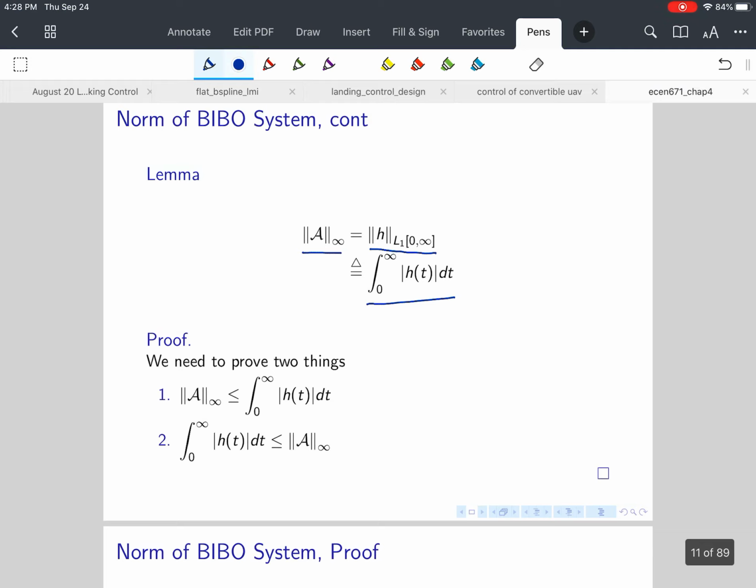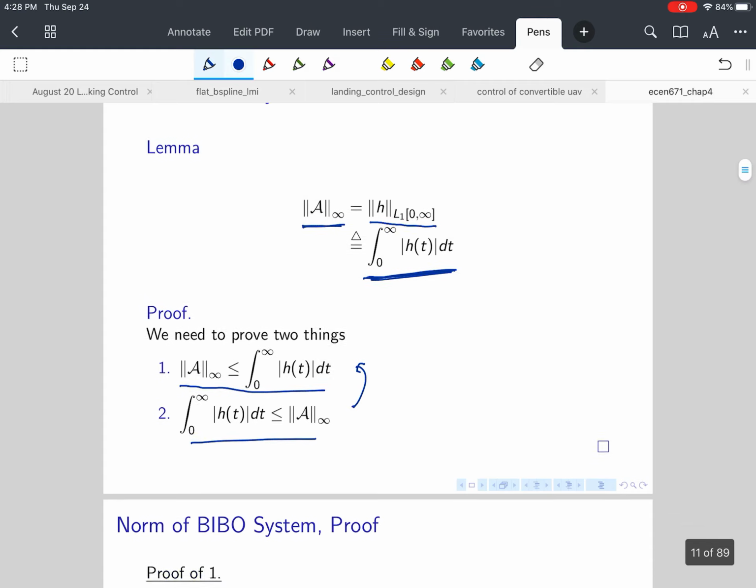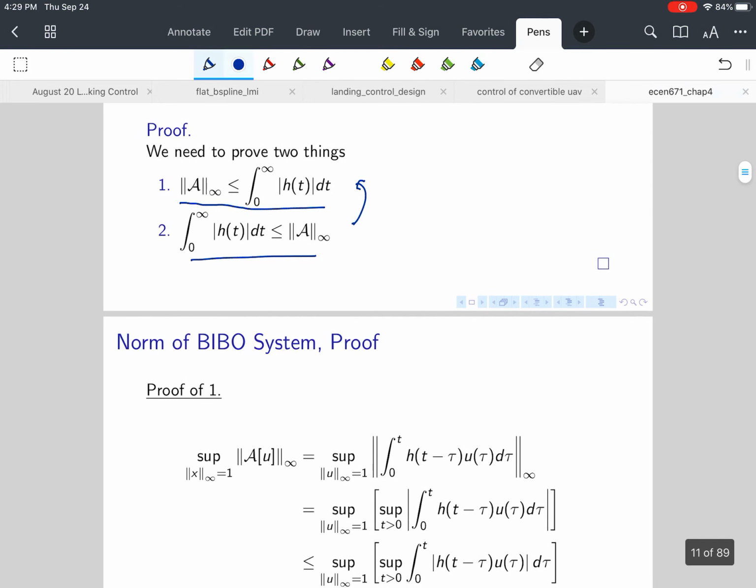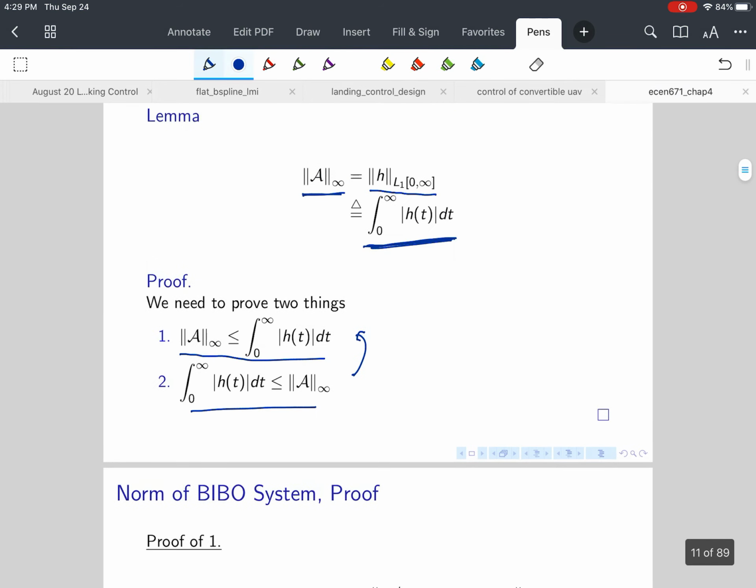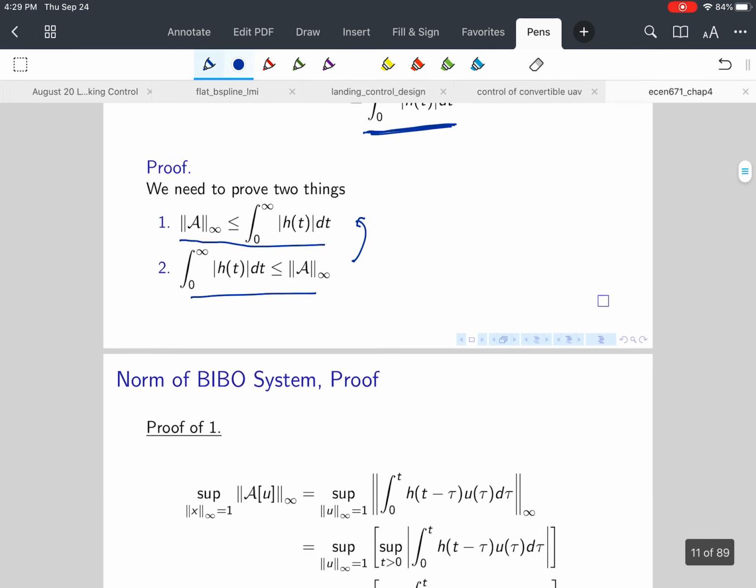To prove that the infinity norm is in fact equal to the integral of the absolute value of the impulse response, we're going to do it by showing two things. One, that the norm is less than that value, and then two, that value is less than the norm of A infinity. Okay, so this is actually a general approach. We basically want to show these two things, and how we show them is relatively similar across these types of proofs.